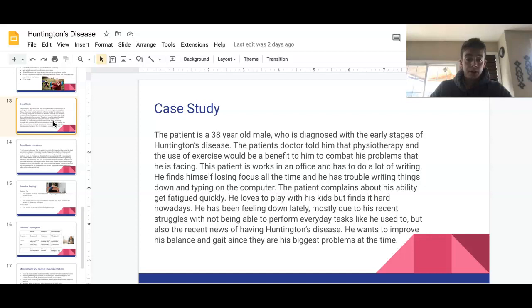He's been falling down lately, mostly due to his recent struggles with not being able to perform everyday tasks like he used to. Feeling down, but also due to the recent news of having Huntington's disease. He wants to improve his balance and gait since those are the biggest problems that he has at the time.